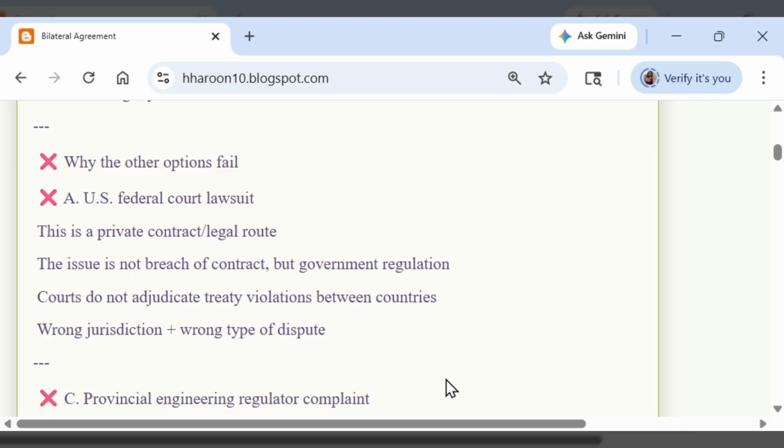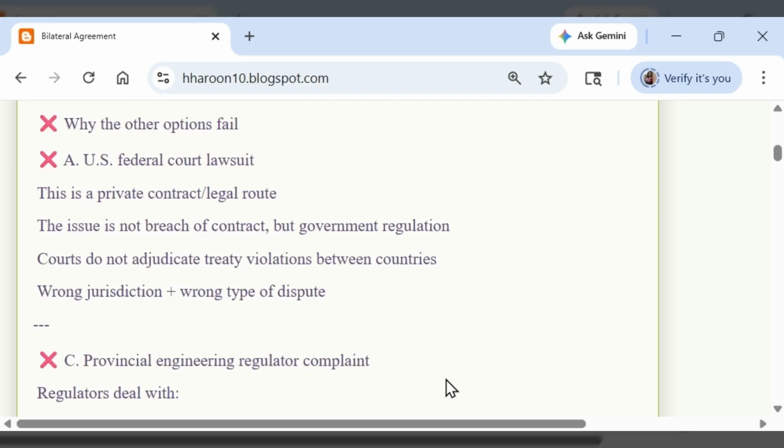Here is why the other options fail. A. U.S. federal court lawsuit. This is a private contract legal route. The issue is not breach of contract, but government regulation. Courts do not adjudicate treaty violations between countries. Wrong jurisdiction plus wrong type of dispute.